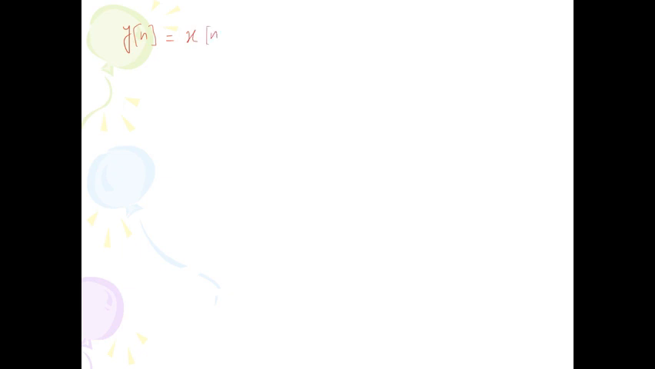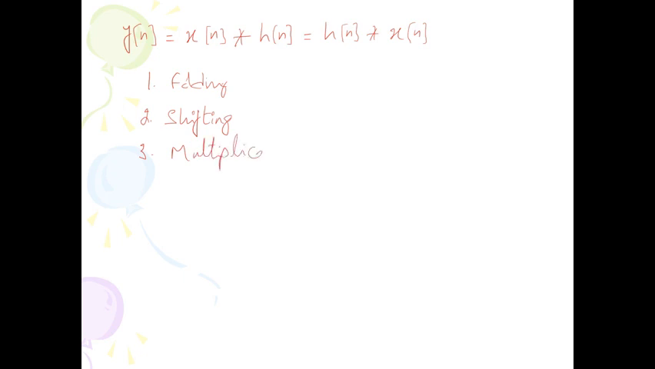y of n is nothing but x of n convolution h of n. In the previous session we have seen the convolution property: it is commutative, h of n convolution with x of n, and both lead to the same result. The steps involved in convolution: first step is folding, second step is shifting, third step is multiplication, and then addition.